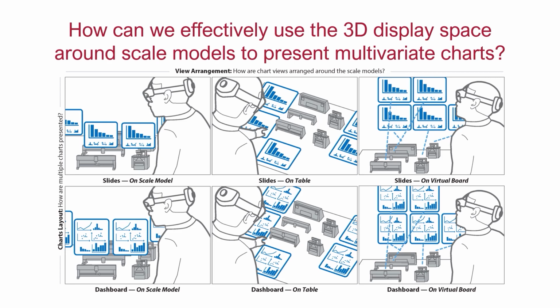This work then focuses on the following questions. How can we effectively use the 3D space around scale model to present multivariate charts? We consider 2 factors, namely chart layout and view arrangements. From these 2 factors, we came up with 6 techniques and we evaluate them in the user study.